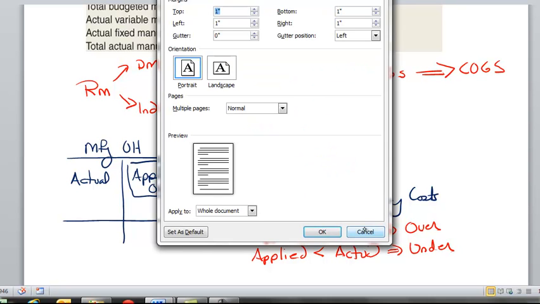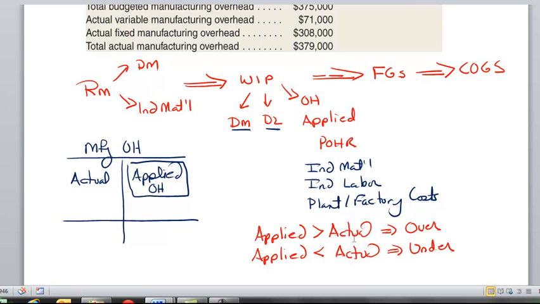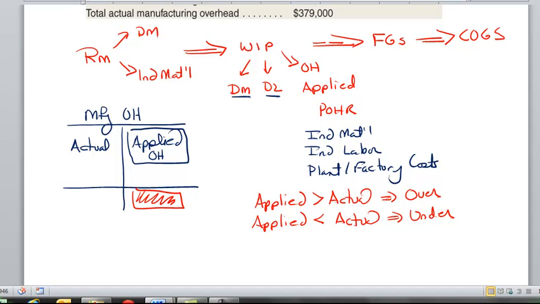Now, what does that mean? Well, if applied is greater than actual, we're going to have a credit balance here. Remember, my applied overhead is part of my work in process. So if it's too large, it means my work in process cost that flows to my finished goods is too high, which means when it flows to cost of goods sold is too high. So at year end, when I compare actual to applied and I realize I've got a credit balance, I want to get rid of it once I've sold my products. So to get rid of a credit balance, I'm going to debit manufacturing overhead, and I'm going to credit cost of goods sold.